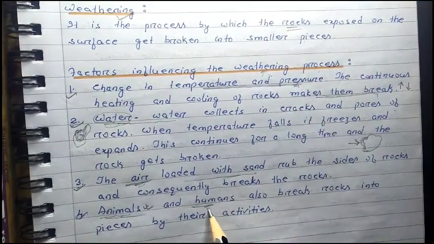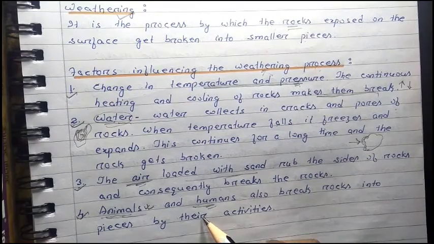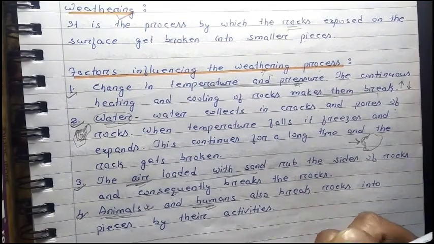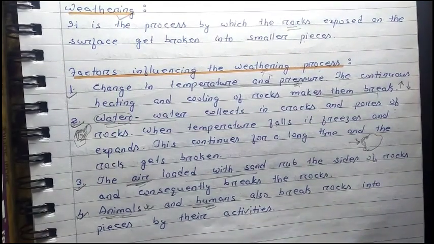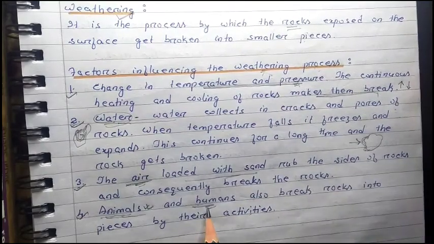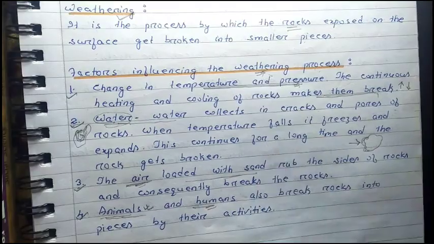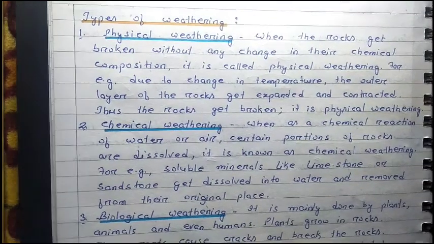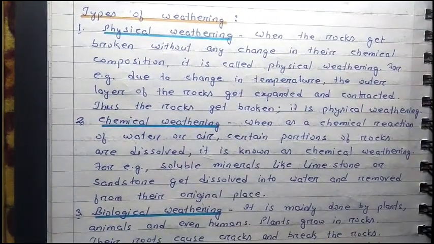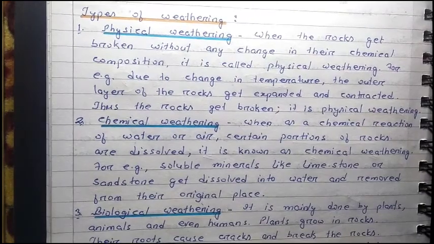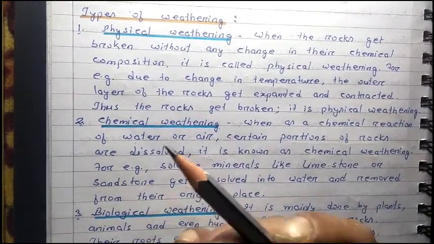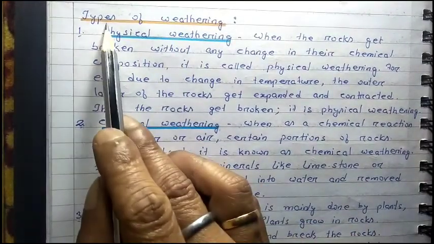Then come the humans. You know, human beings, for our mechanical activities, for making our houses, for different other constructional activities, we break the rocks. So we can say we are also responsible for the process of weathering. As we already got about weathering and the different factors which are responsible for the process of weathering, now we are going to proceed towards the different types of weathering.